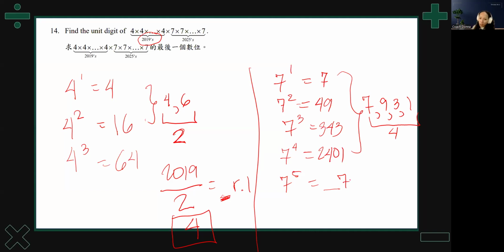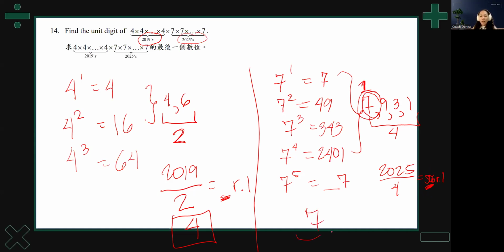So for the 2025 times, we divide it by 4. You'll end up with 506 times 4, a remainder of 1. You don't need the whole number, you just need the remainder. The remainder tells us that we'll end up with a 7, because it says 1. So we'll have the first one right here.